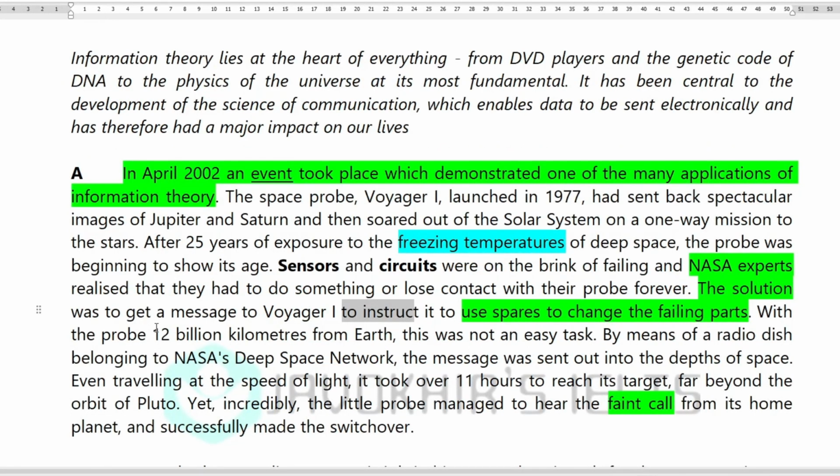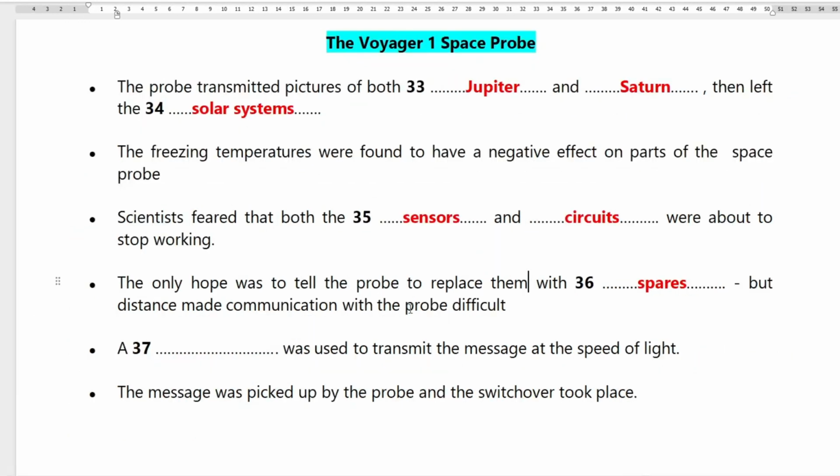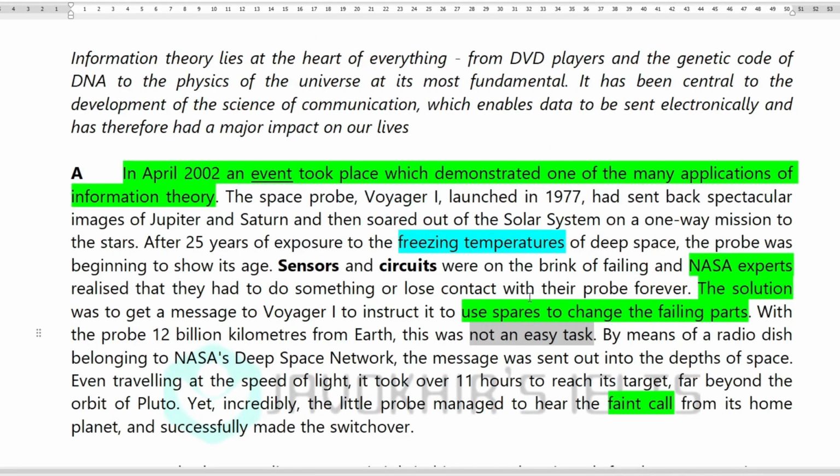So they're saying the problem, 12 billion kilometers, was not an easy task. So it was difficult because of the distance. A something was used to transmit the message at the speed of light by means of a radio dish belonging to NASA. The message was sent out into the depths of space.